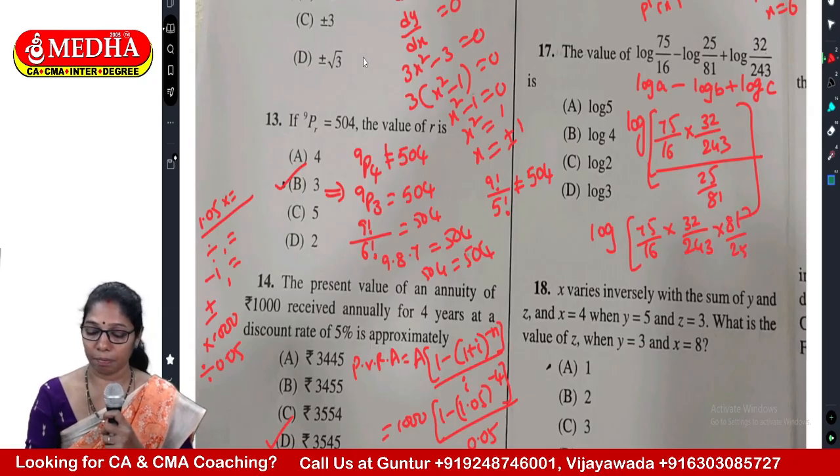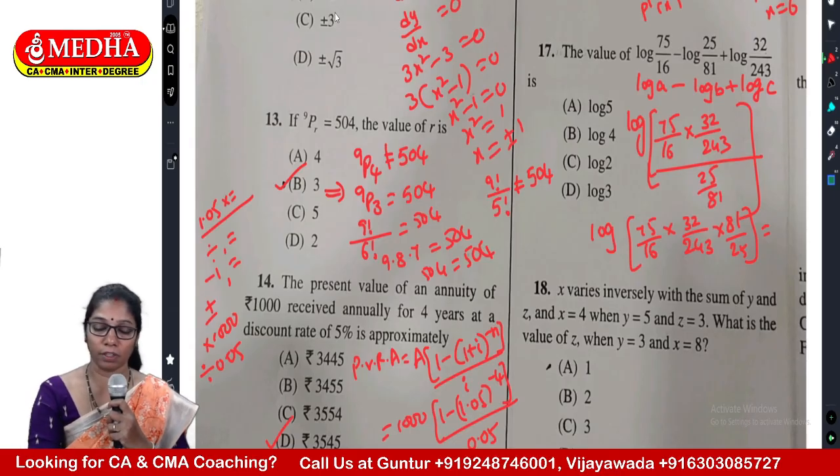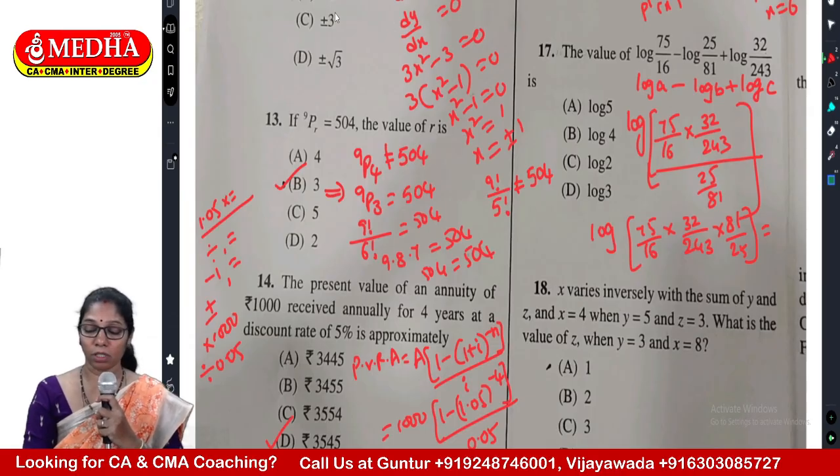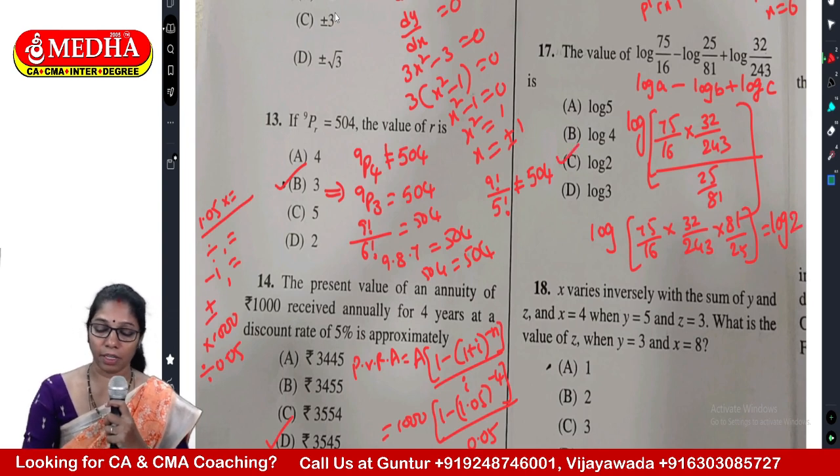81 by 25. So in the calculator directly, 16 into 243 into 25 divided by, equal to 75 into 32 into and again 81, which is equal to 2. So finally it is log 2.